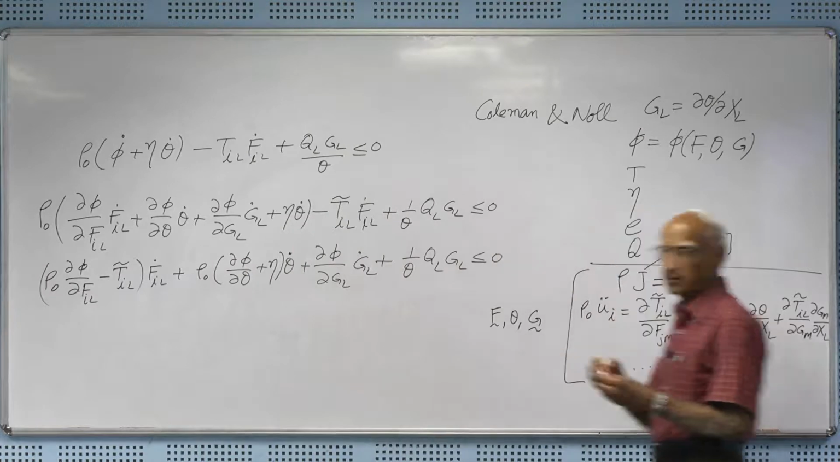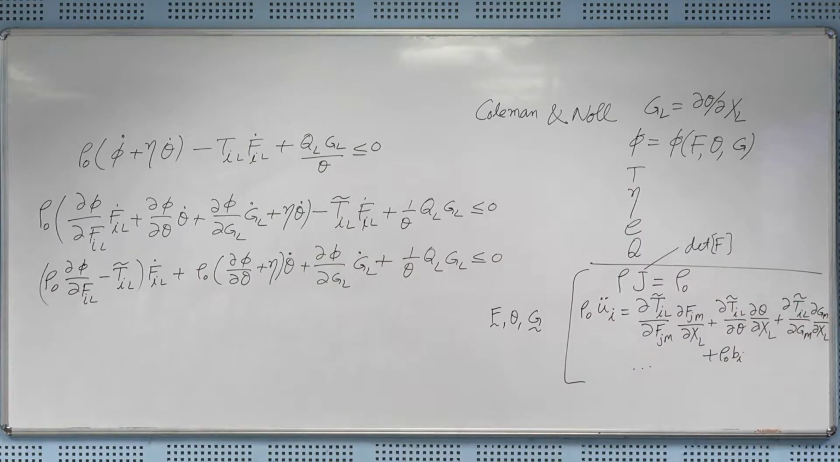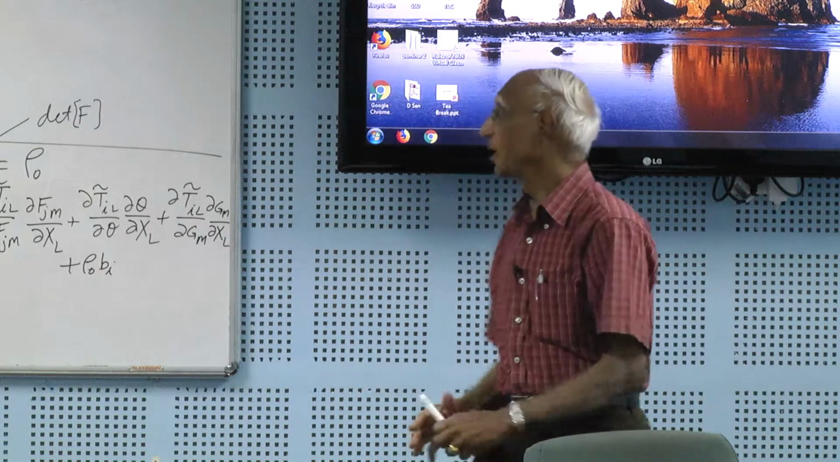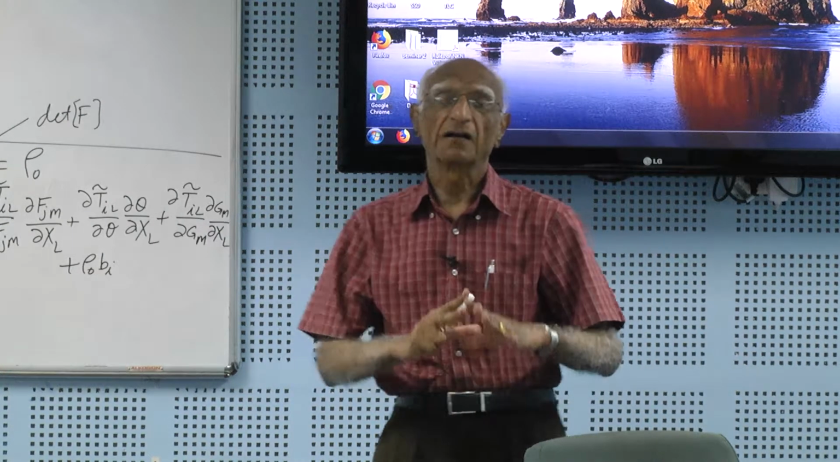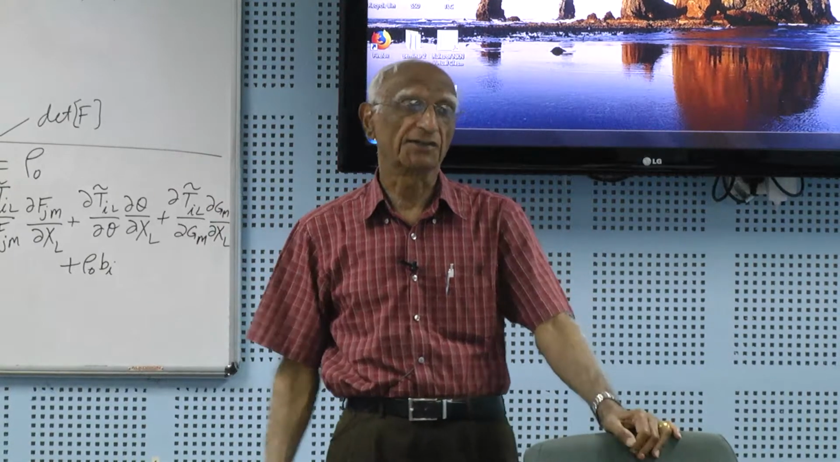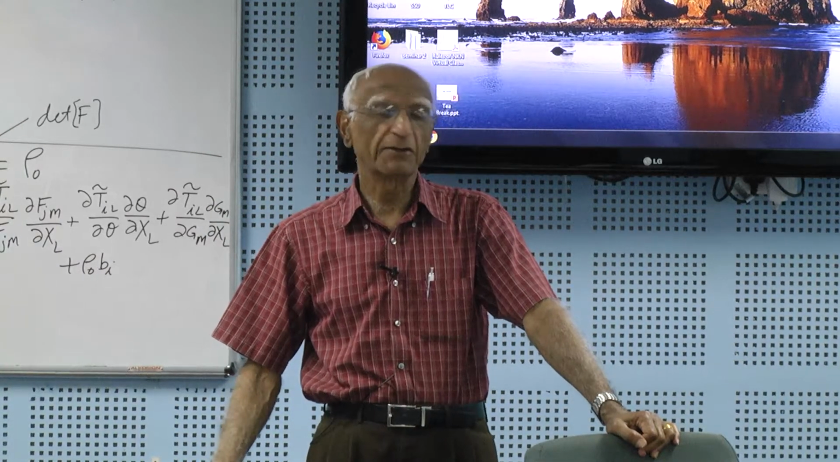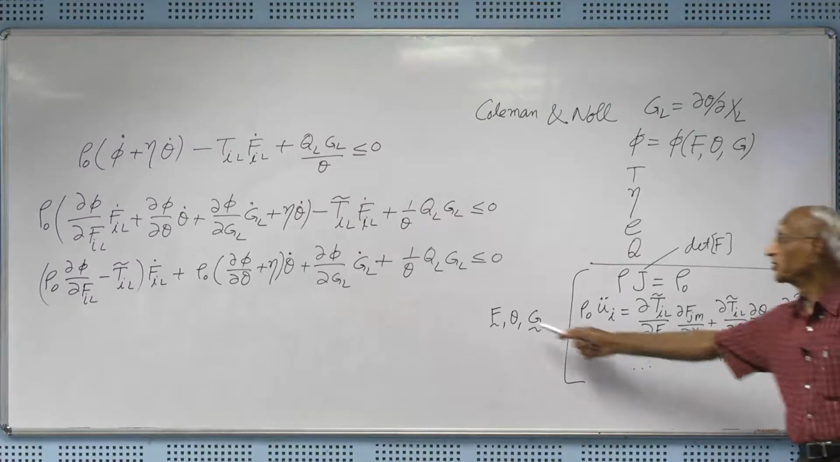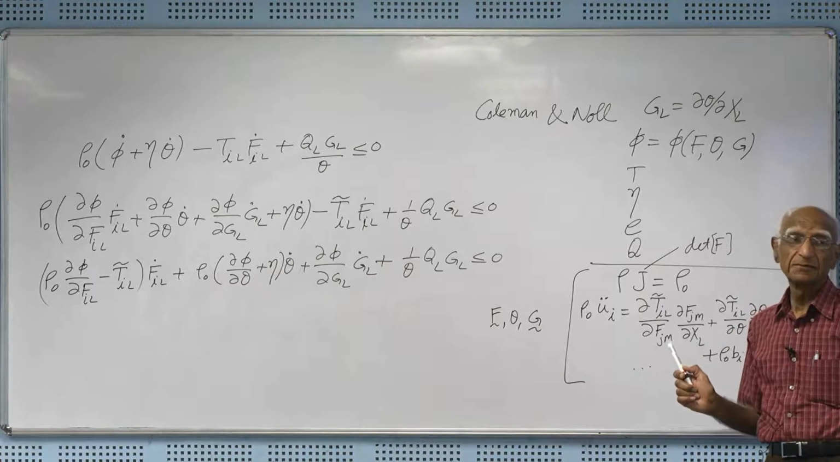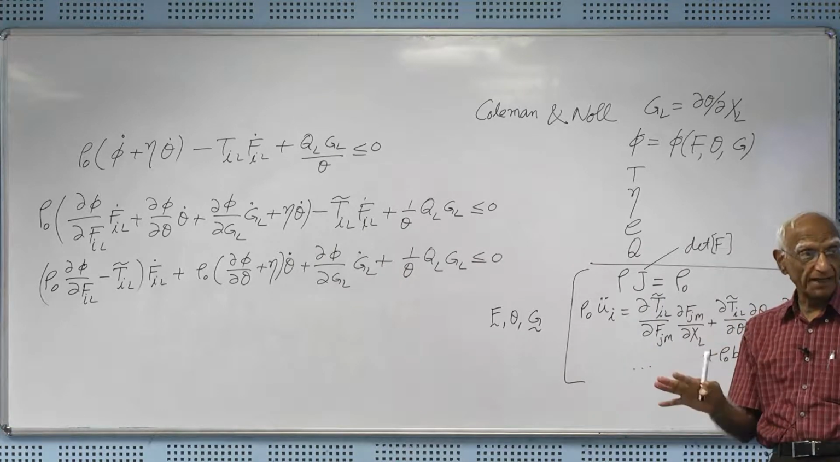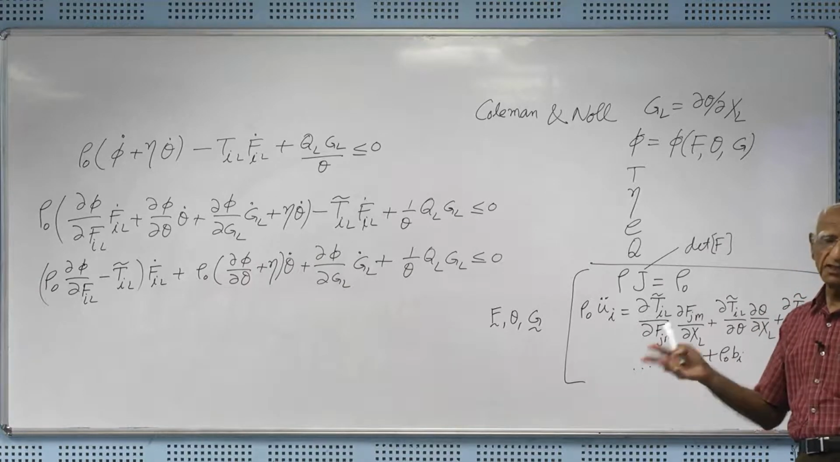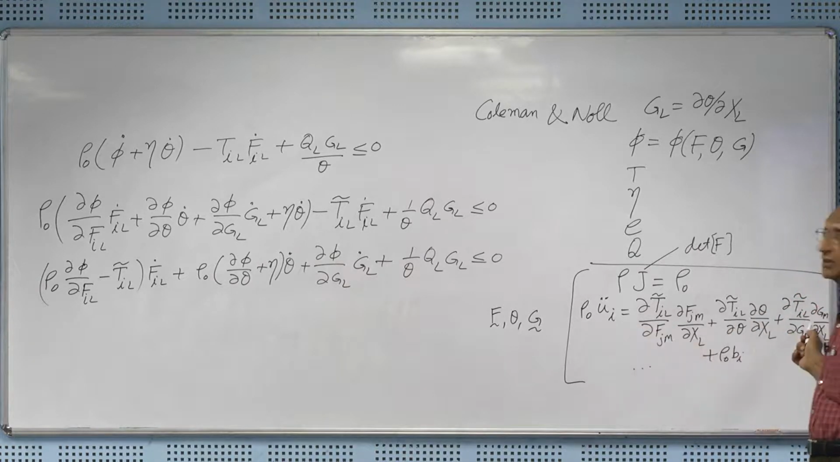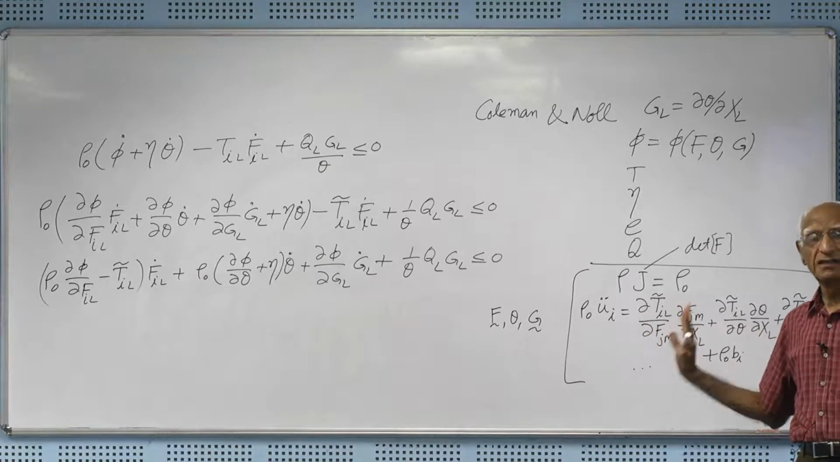Due to Coleman, C-O-L-E-M-A-N, Coleman and Knoll, they argued that all kinds of body forces are available to us. Whatever we need, we can produce. So you assume f, theta and g, anything you like, so long as they are differentiable. You substitute in this, you can find the body force, so it is satisfied.